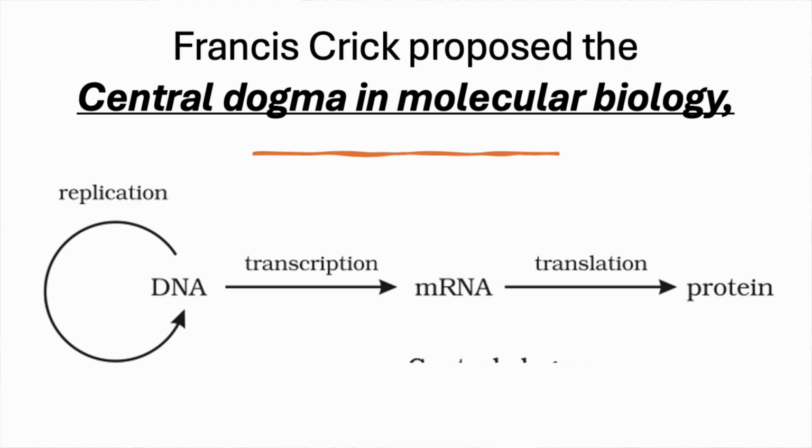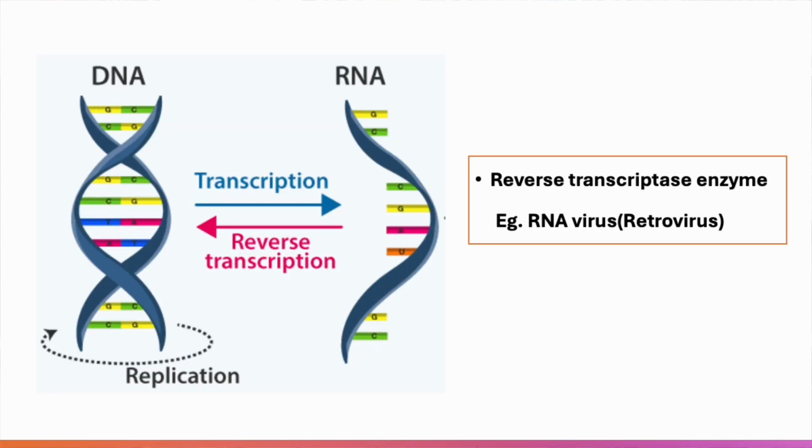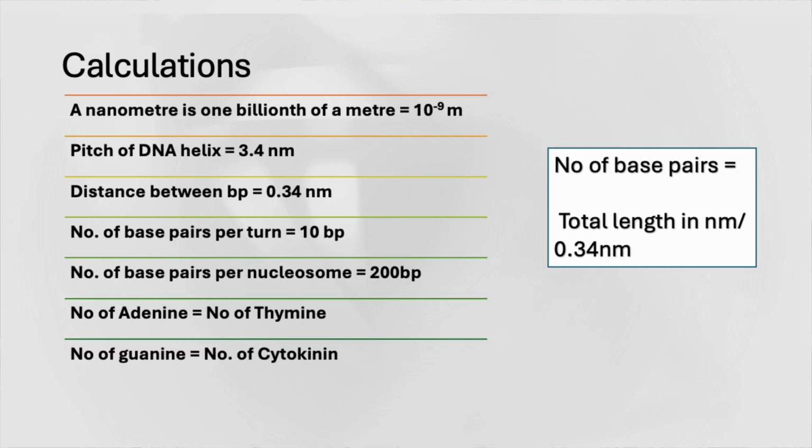Learn the central dogma of molecular biology, and based on this diagram, reverse transcription based questions have also been asked along with its example. Learn the comparison between DNA and RNA, and the characteristic features of an ideal genetic material. On screen now you can see certain calculations which will be useful for your exam based on this chapter.